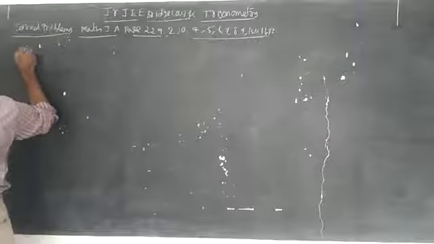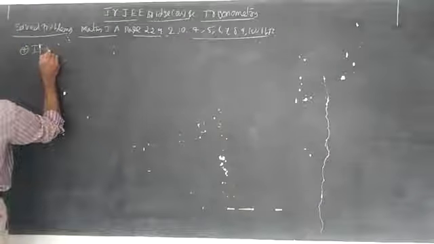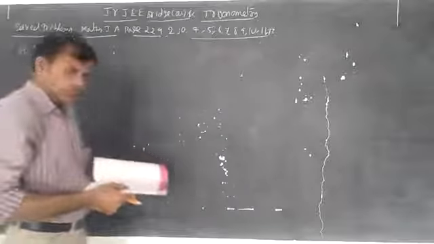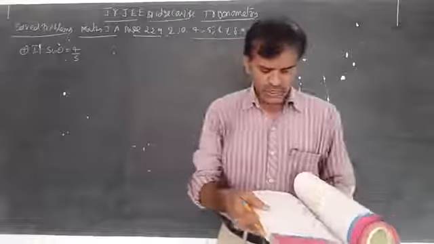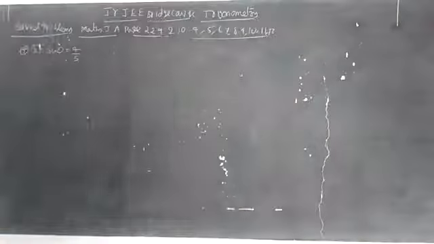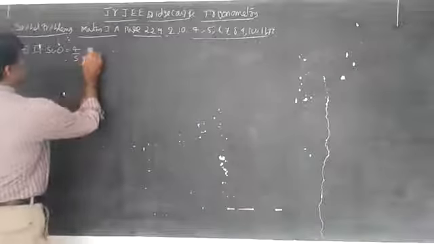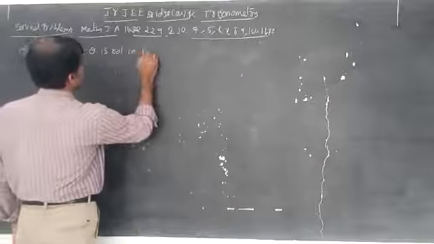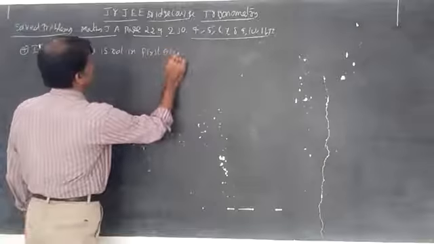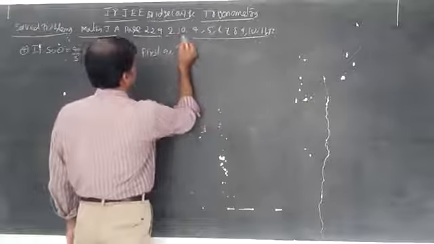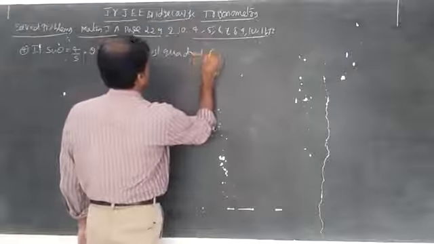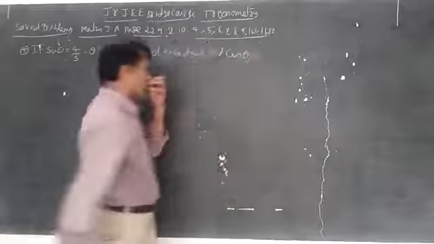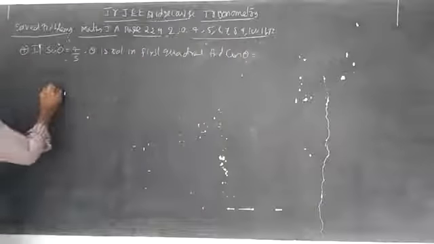Fourth question. If sin theta is equal to 4 by 5 and theta is not in the first quadrant, find the value of cos theta. Sin theta is equal to 4 by 5, theta is not in the first quadrant. Find cos theta. So the value of cos theta we need to calculate.